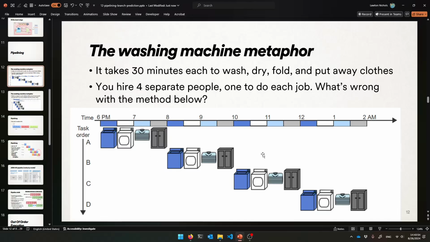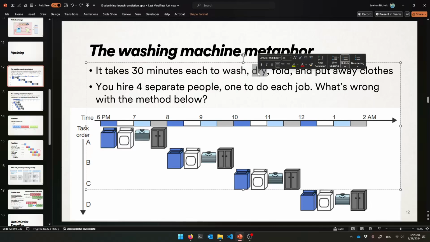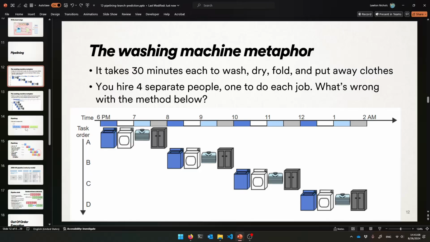So here is a silly metaphor. So it takes 30 minutes, let's say, each to do a load of washing, to put everything in the dryer and do the dryer. It takes 30 minutes to fold your laundry, and it takes 30 minutes to put away your clothes as well. 30 minutes for all of that, so like 2 hours total.